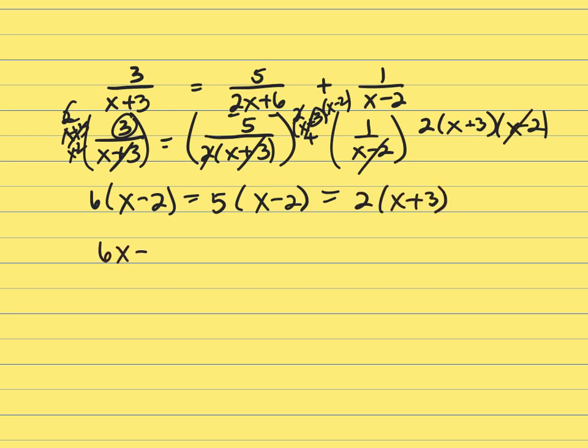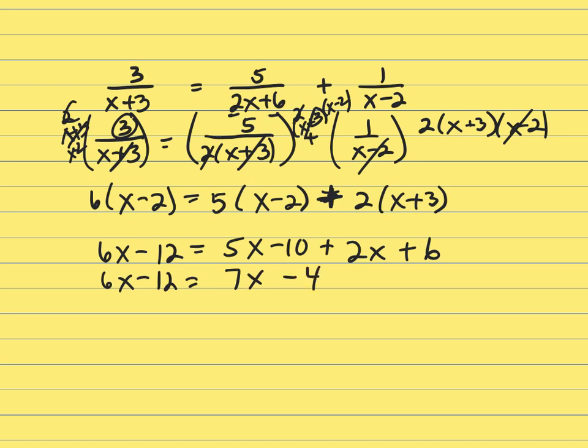That's 6x minus 12 equals, this should be a plus sign, by the way, 5x minus 10 plus 2x plus 6. Combine like terms on each side. 5x plus 2x is 7x minus 4. Subtract 6x from both sides, you're left with an x minus 4. And then add 4 to both sides, and you're left with a negative 8.